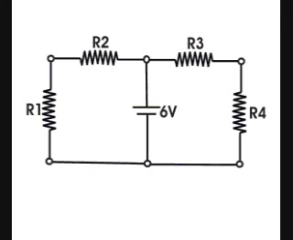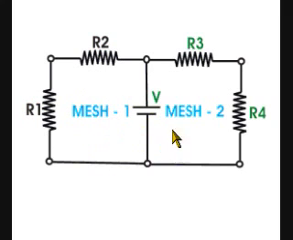Step 1. As we have explained earlier, every complete network is a mesh network. So for mesh analysis, first we have to identify the possible meshes in that network. There are two meshes. The first one is formed by resistors R1, R2, and voltage source V, and say it is mesh 1. The second one is formed by voltage source V and resistors R3 and R4, and say it is mesh 2.